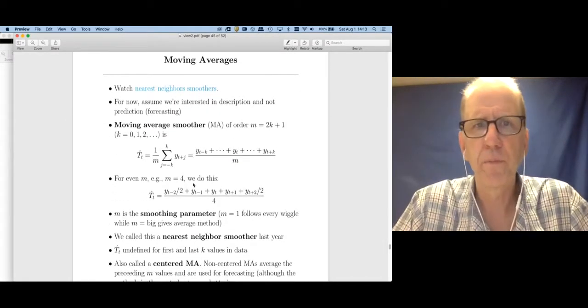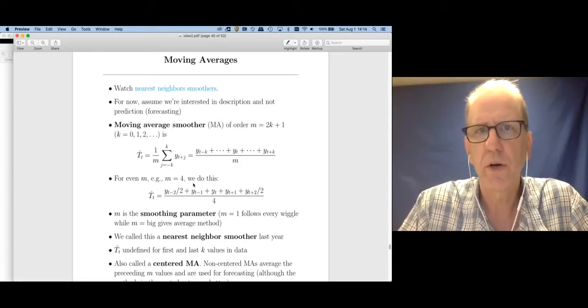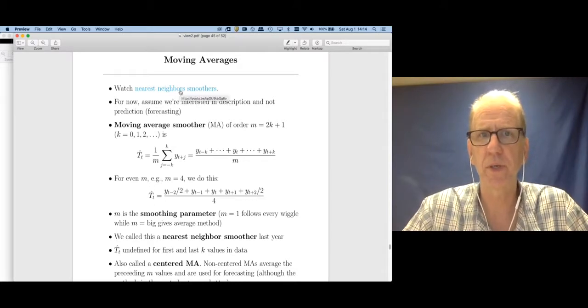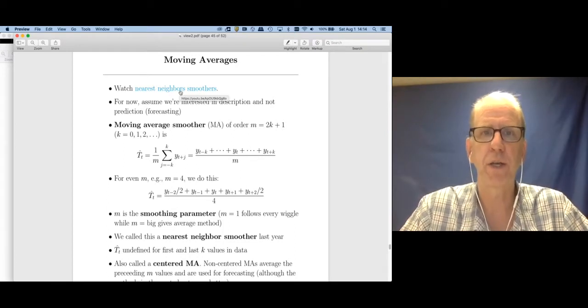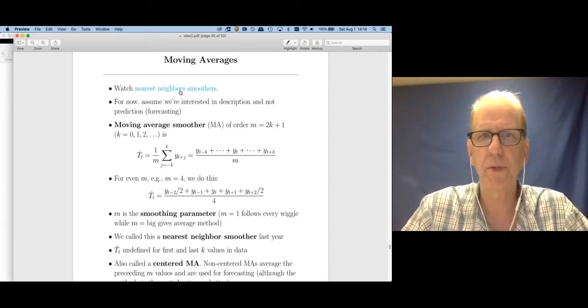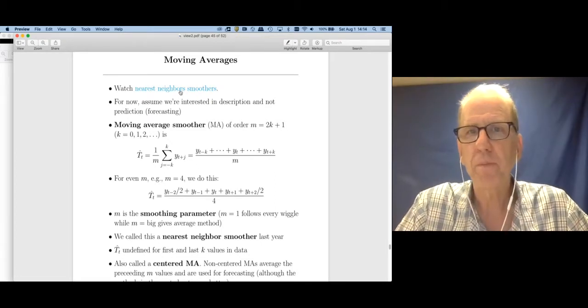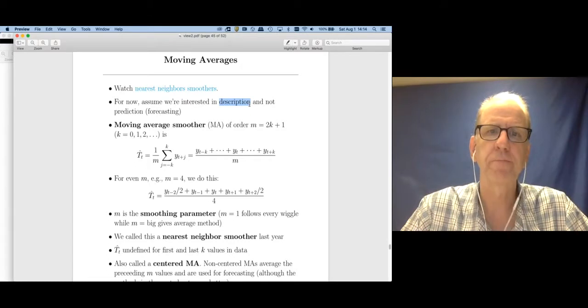Okay, well, let's start with moving averages. Moving averages are really just a form of nearest neighbor smoothers. If you go back to my machine learning class, there was a fairly short video that talked about nearest neighbor smoothers. I'd recommend watching that because it covers that with a little bit more detail than what I'm going to be doing right now. So for now, let's just say we're interested in description. I'm not that interested in prediction yet. We're going to go there next week.